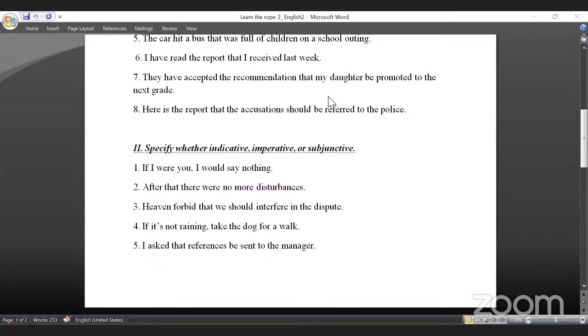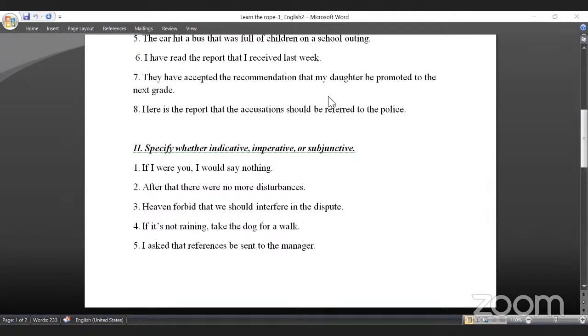This is a statement. This does not express any wish or condition or anything like that. There's a condition, but then again, it's a factuality that is involved. Then nobody is making a wish. The person is giving some sort of advice. If it's not raining, take the dog for a walk. Indicative mode again.